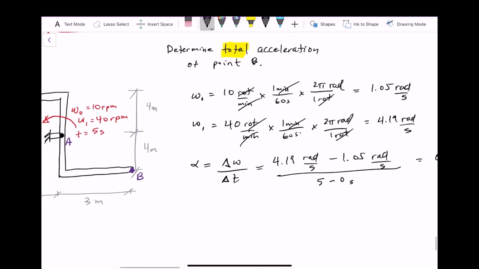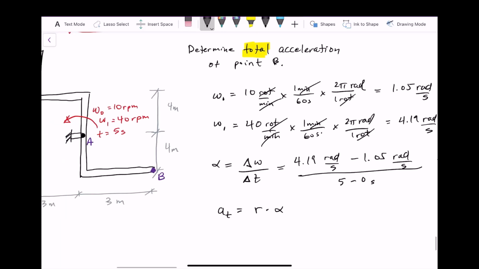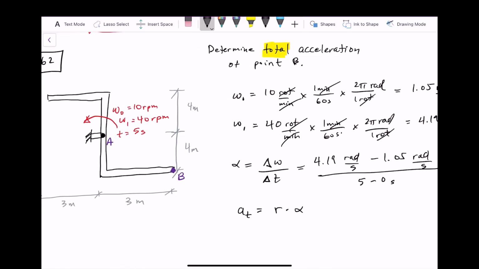Okay, so we need to determine the tangential acceleration. If we did like last problem, we're going to find the tangential acceleration first. So that would be a_t equals r alpha. But here's the problem: we do have an angular acceleration, but we need the radius arm. So the radius arm, it's not 4 meters and it's not 3 meters. It is the displacement between A and B. It is the shortest distance between whatever point you're trying to find on the body to the point of rotation.